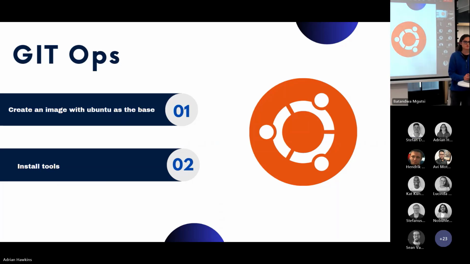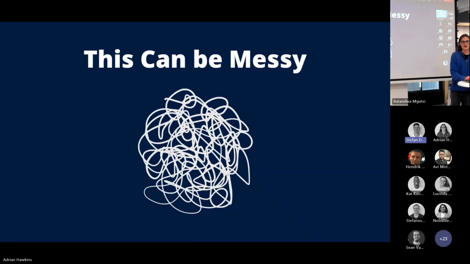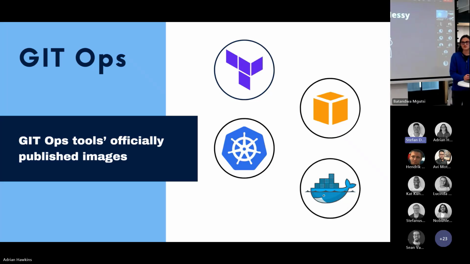GitOps. Now, by creating an image with Ubuntu as the base, for example, we can install all of our GitOps tools within this container and run all of our GitOps tools there. This, however, can be messy. GitOps tools typically provide officially published images, which we can make use of instead of using the base Ubuntu image, which would be much neater.